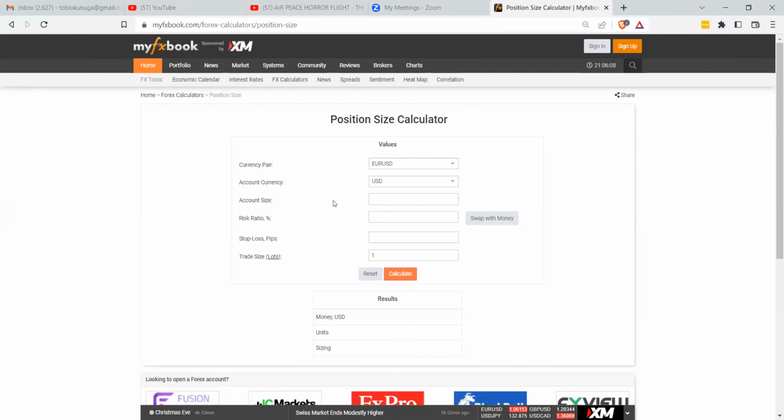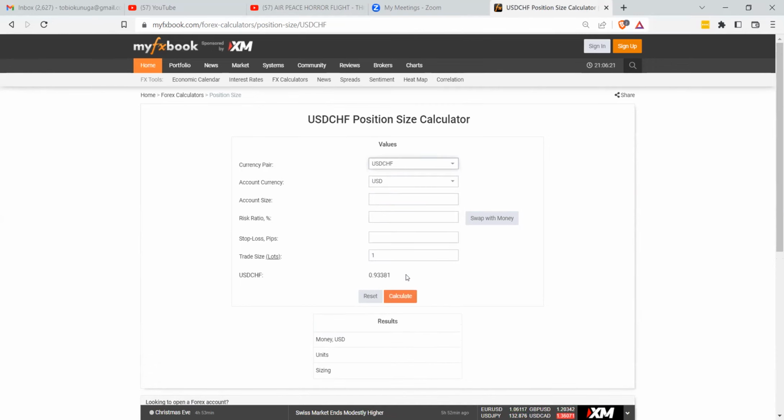So you'll be asked a few questions, then you answer. The currency pair that you are trading: over here, if you are trading a different pair, you choose a pair. Let's say you're trading USD CHF. Your account currency is in USD, right? Account size talks about the capital that you are trading. So let's say you are trading $1,000. That's your capital in real time.